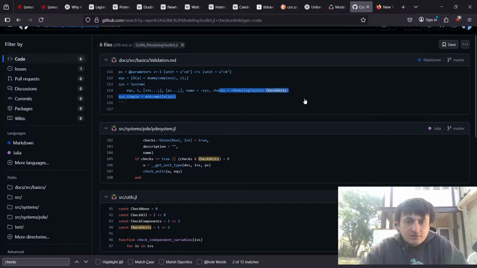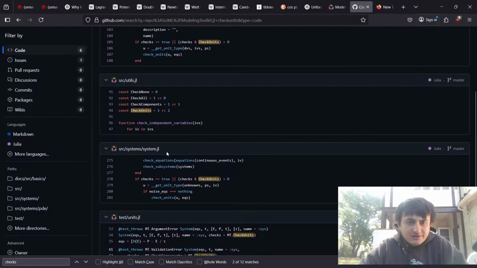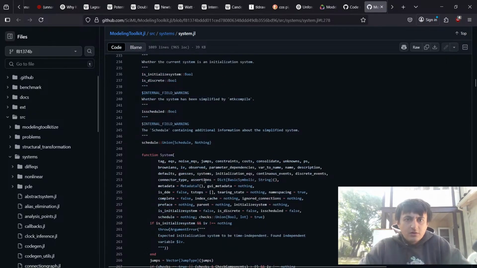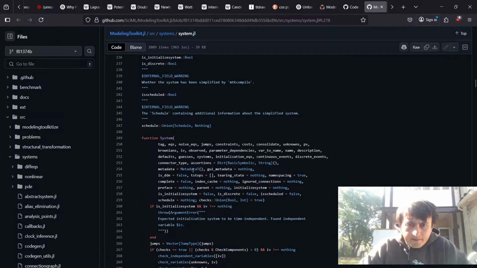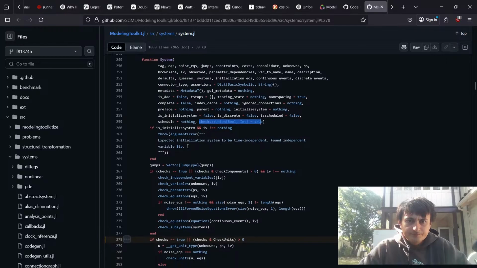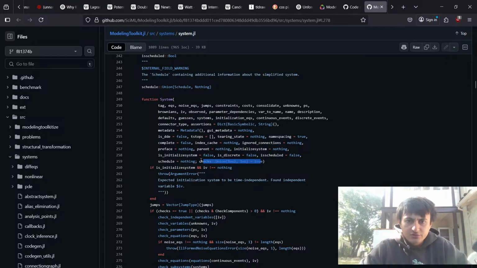Check units. PDE system, utils, check units. Why? Bro, what? Okay, I want to see this. So, system type. It does have a checks thing, which is hilarious because it's totally undocumented. Checks equal to true or... So checks defaults to true, so that's good.